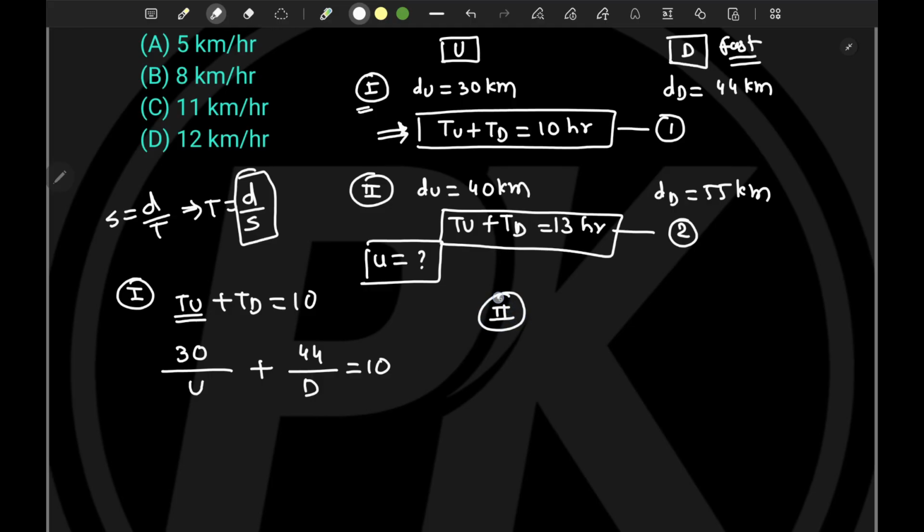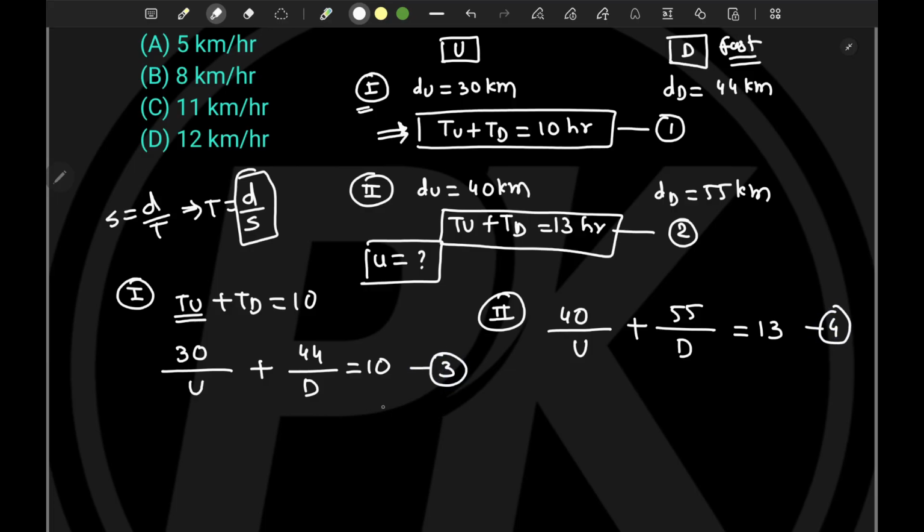Now from the second equation, form a similar equation. In upstream, what is the distance covered? 40 kilometer. What is the speed? It is u. What is the distance covered in downstream? It is 55. With speed capital D, it is equal to how many hours? It will take 13 hours. So let us say this is equation number 3 and equation number 4.